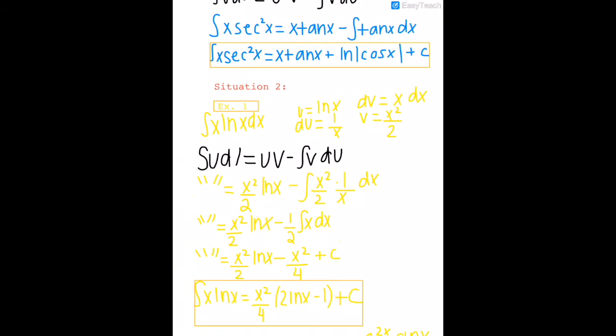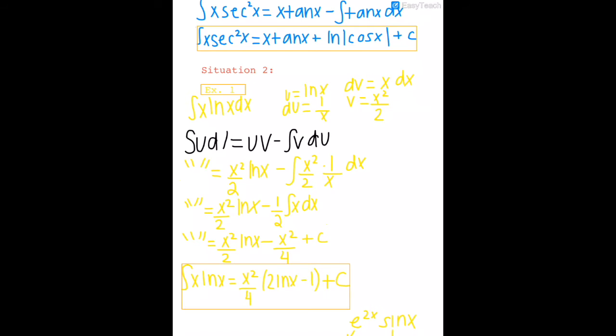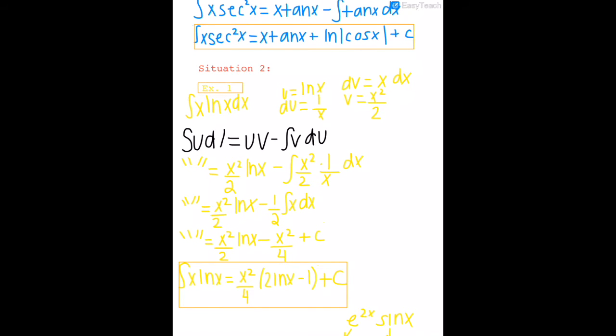So the example is the integral of x ln x dx. So you set u equal to ln x, take the derivative, du equals 1/x, dv equals x, and take the integral, v equals x squared over 2. Plug everything into the formula, u times v, x squared over 2 ln x, minus the integral of v du, which is x squared over 2 times 1/x dx. And then you clean everything up and get the answer.